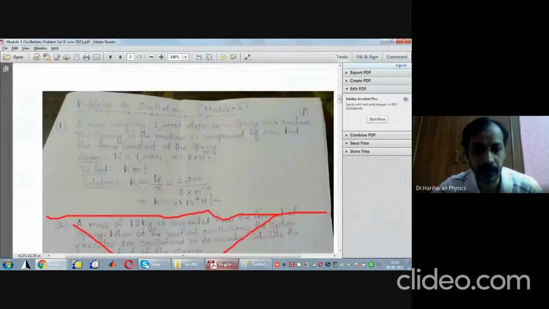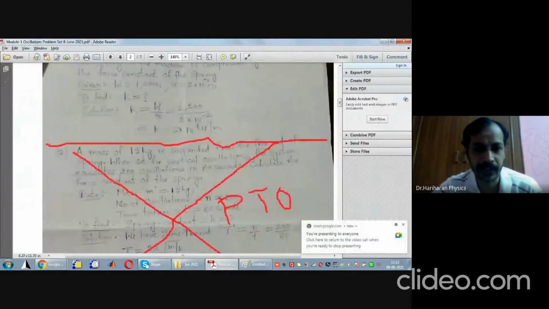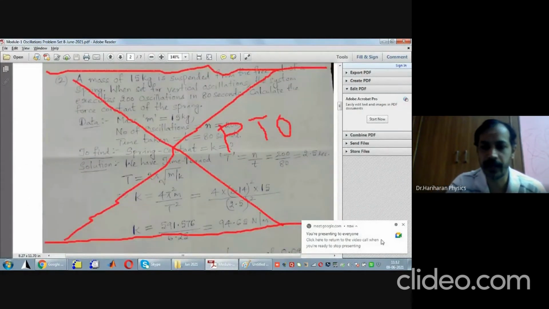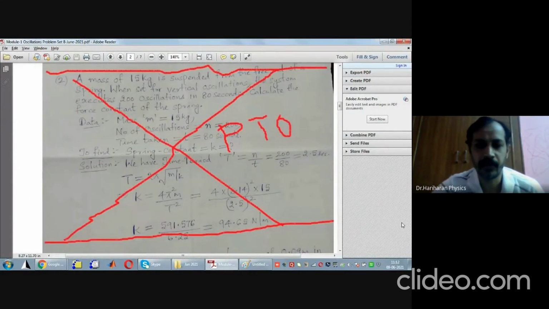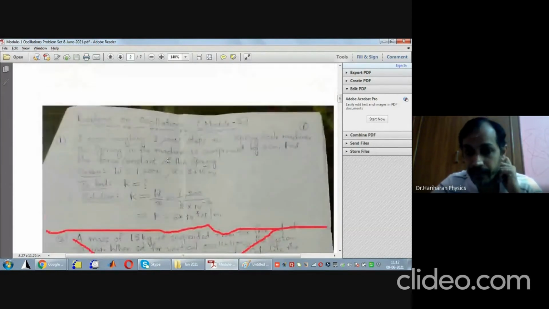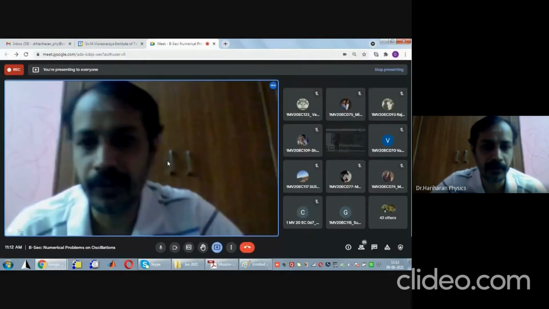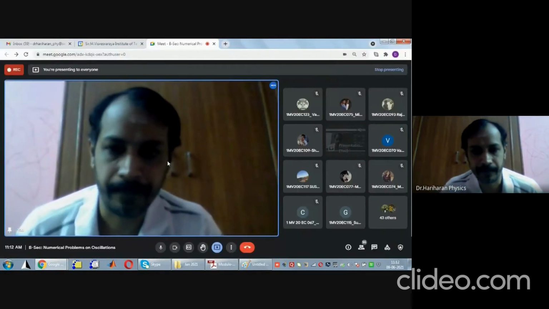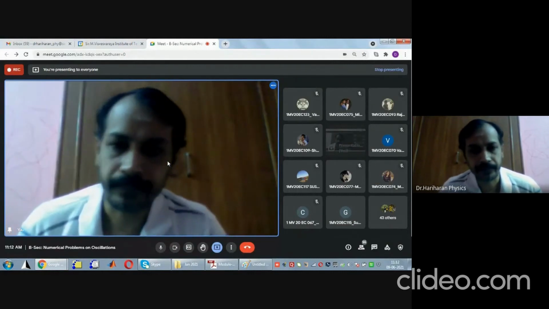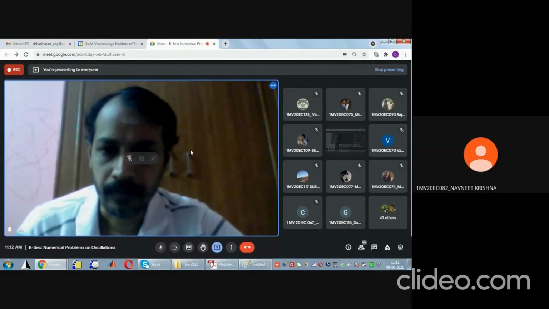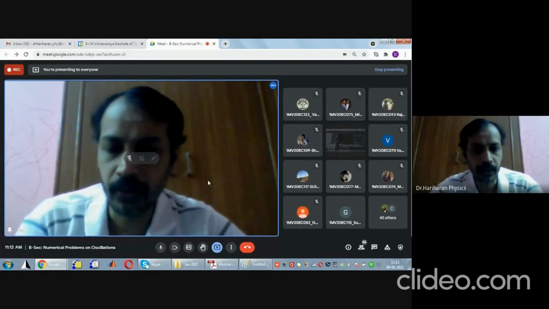Incidentally, when I was working out the second problem for C section, one of the students had actually pointed out a mistake. So the solution was wrong. Even though it is worked out, I might also have made mistakes. So if I have made a mistake, kindly let me know. Now shall we move on to solving the problems? Yes, sir. Okay.